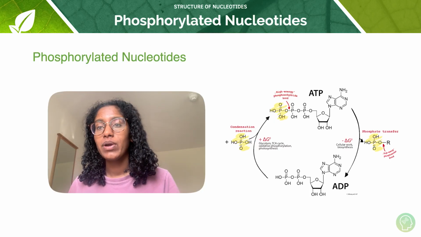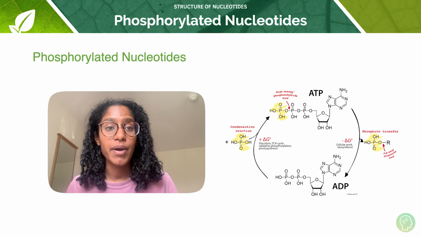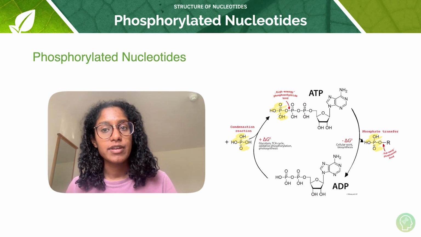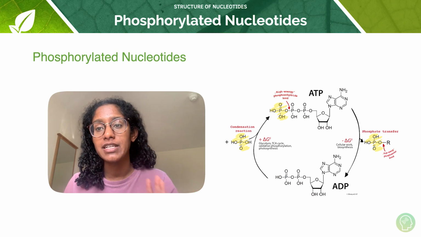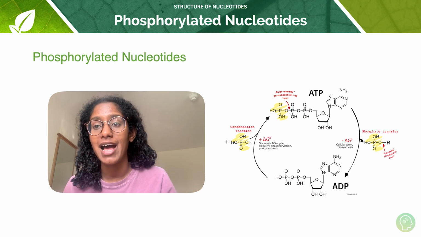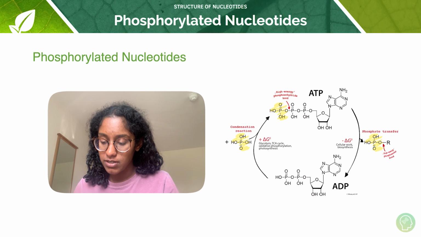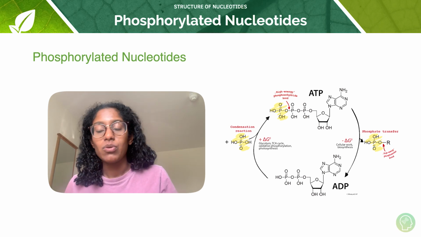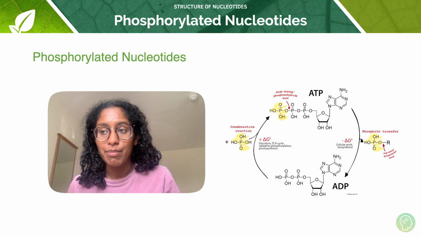Okay, so we have met nucleotides as a component of nucleic acids in DNA and RNA. So now let's meet them in their free form. When a nucleotide gets a phosphate group added to it, it becomes phosphorylated. Now this is important with ADP and ATP, which I'm sure you've met before.